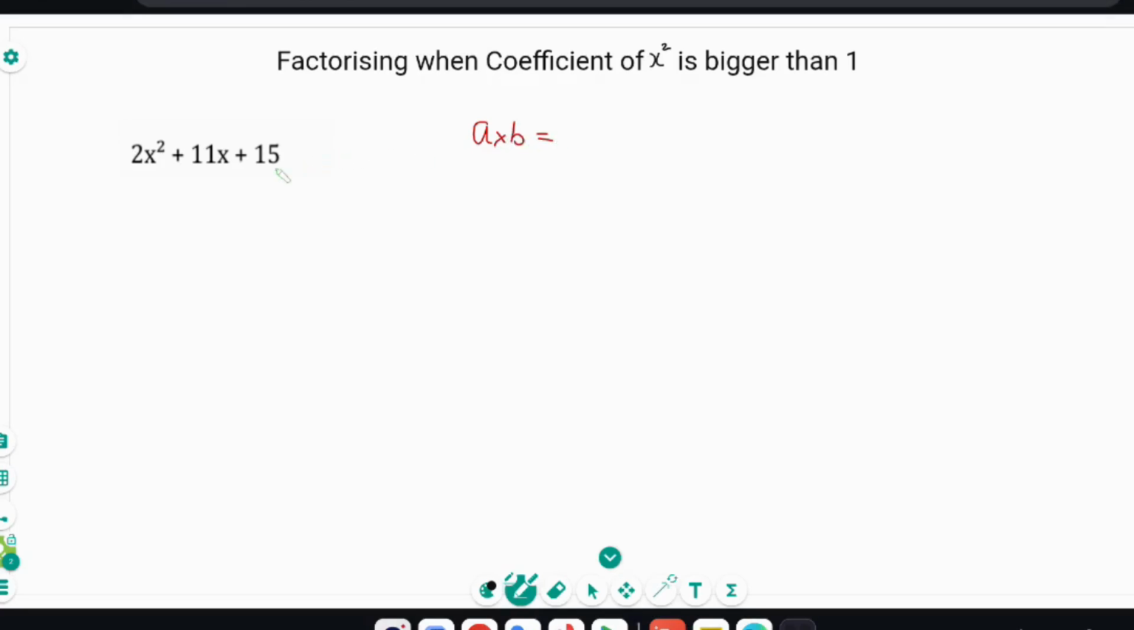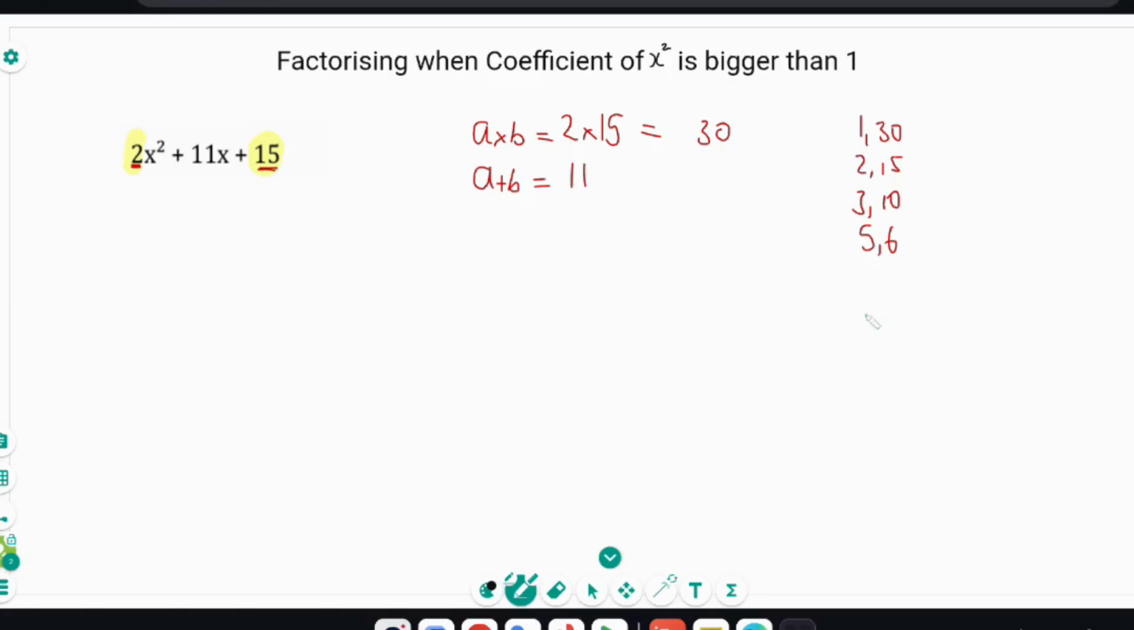So we're looking for two numbers that multiply to, so normally we do the number at the end, but this time we've got to times it by 2. So we do the coefficient of x squared times by the constant number. So 2 times 15 is 30. So we need two numbers that multiply to give 30 and add to give the coefficient of x, which is 11. So I've got 1 and 30, 2 and 15, 3 and 10, 5 and 6. Well, it's 5 and 6.